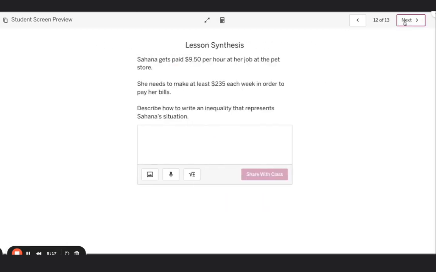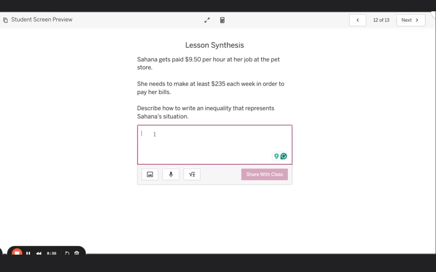All right, so let's look at our synthesis here. It says Sahana gets $9.50 per hour at her job at the pet store. She needs to make at least $235 each week in order to pay her bills. Describe how to write an inequality that represents this situation.